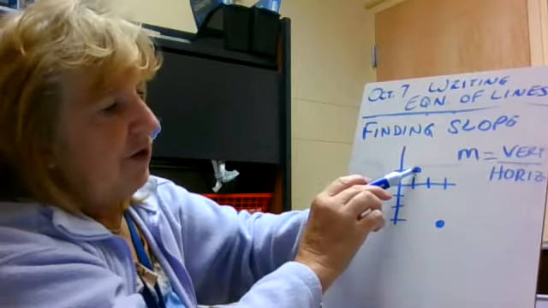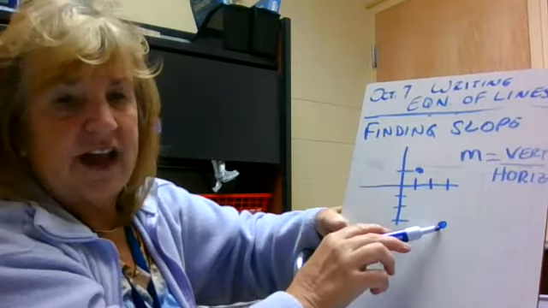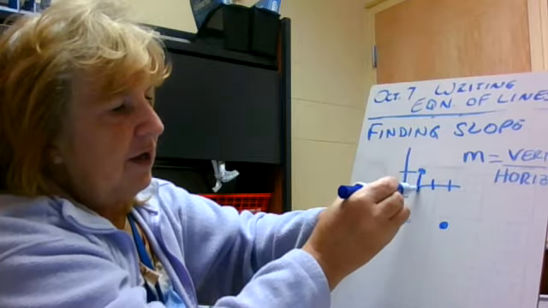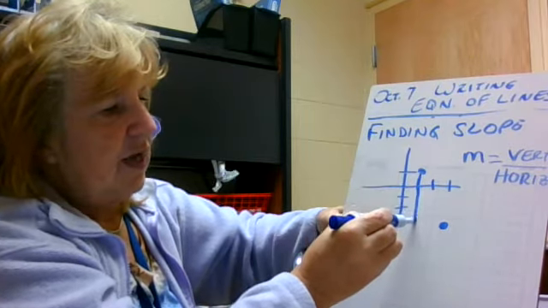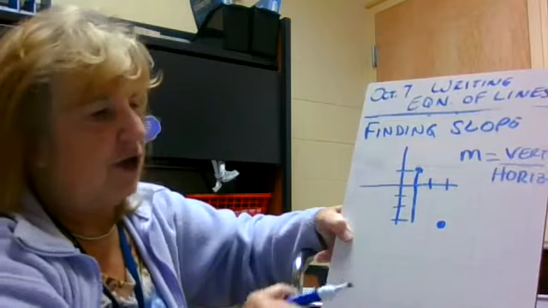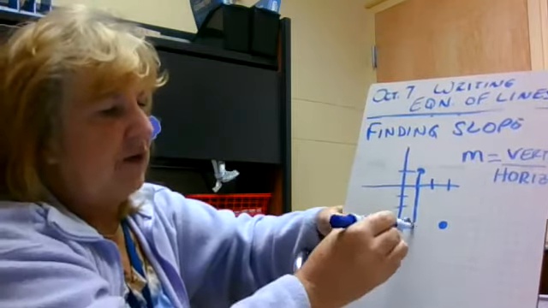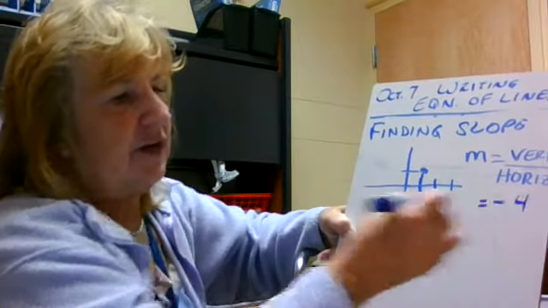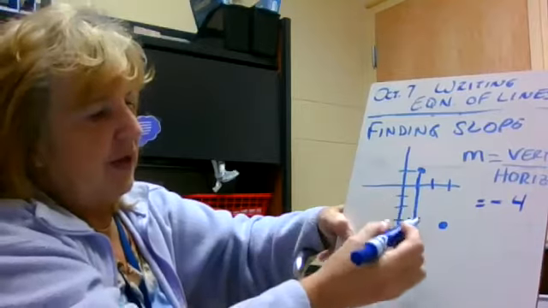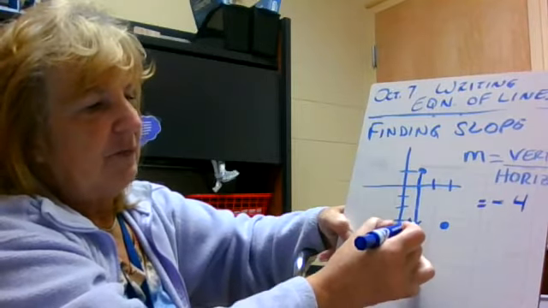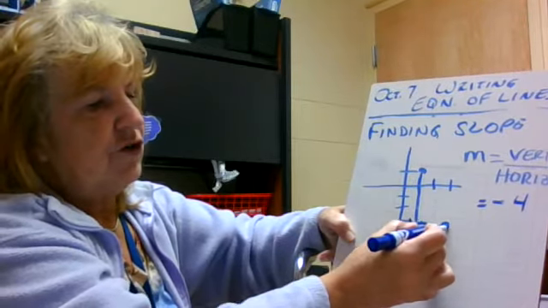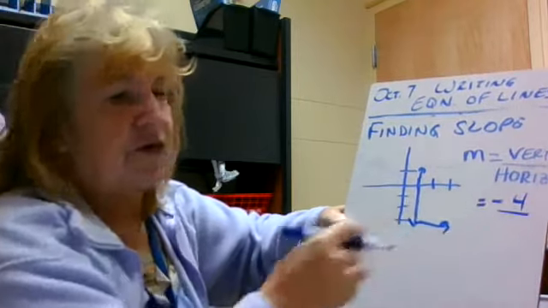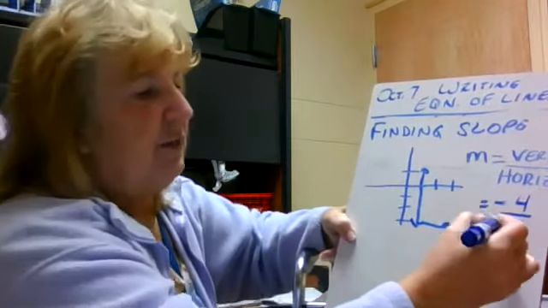So you start here, and the only way I can get to this dot is to move down. So I move down 1, 2, 3, 4 spaces. So my vertical movement was down 4 spaces. So down is negative 4. So I'm right here, and now I move 1, 2 spaces to the right. Well, to the right is positive, positive 2.